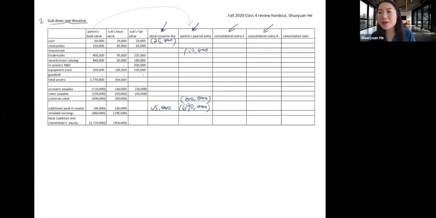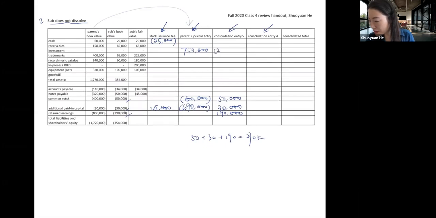Consolidation entry S, the purpose is just to eliminate the subsidiary's shareholders' equity accounts. So the subsidiary's shareholders' equity, we have common stock, additional paid-in capital, and retained earnings. And to eliminate those accounts, we debit 50,000 common stock, debit 30,000 additional paid-in capital, and debit 190,000 retained earnings. And correspondingly, 50 plus 30 plus 190,000 adds up to 270,000. So correspondingly, we decrease the investment account by 270,000. So this is consolidation entry S.